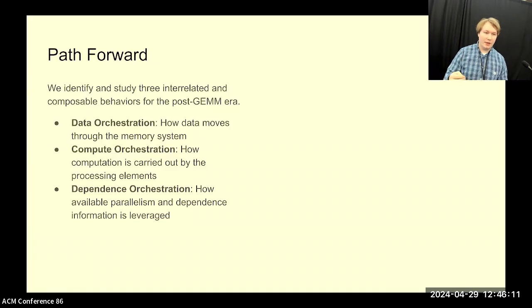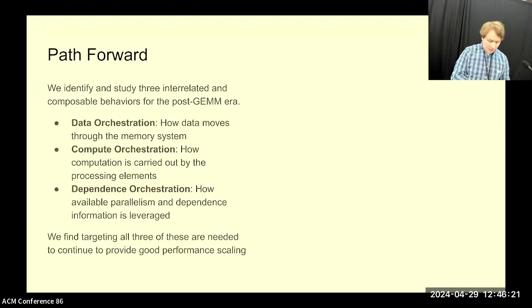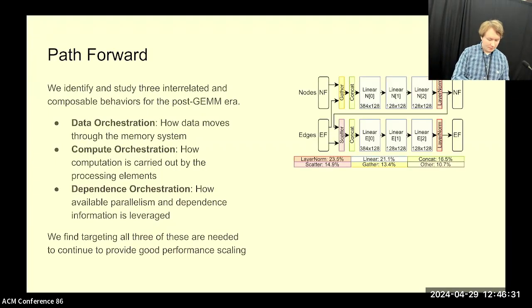In these AI applications, you have this inter-operator parallelism that's exposed through the graph structure, and that is this third behavior. And so we find that targeting all of these behaviors is really needed to provide really good speedup for future AI accelerators. We looked at all of our applications, but for example, here I have a subset of an application called MeshGraphNets.